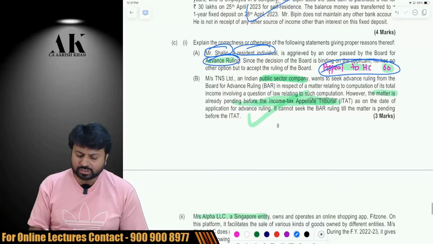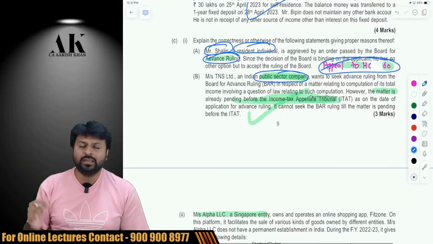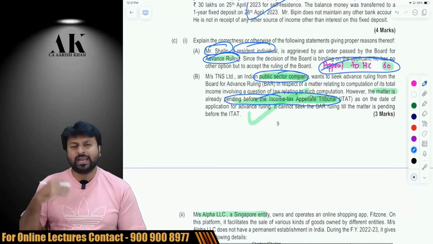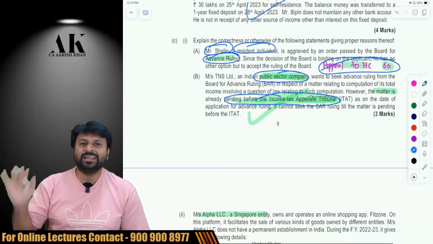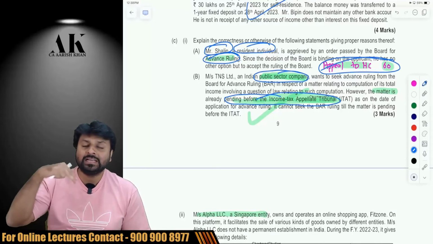Next, there is another question which is over here. There is a public sector company who is planning to go to advance ruling. But they have one concern. The concern is their matter is already pending before the ITAT. Can they go to advance ruling authority? Yes, they can go to advance ruling authority. For PSU, there is a special exemption that if the PSU's case is pending in front of income tax authority or ITAT, they can go to what?